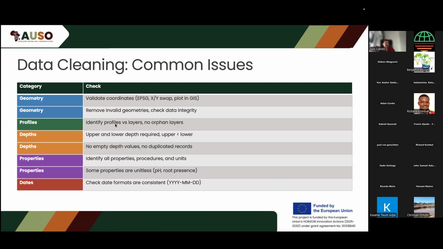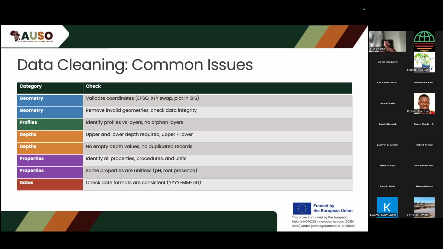Identify profiles and layers. What is a profile? What are the layers? Usually I put them in separate tables. Depth: I think this is quite obvious. Upper depth and lower depth are required, and the upper depth needs to be higher than the lower depth. I cannot have layers without depths. I always need to have an upper depth and a lower depth, always. And if I don't know, I either remove it or I fix it. Because if you run the ETL and ingest it into the database, those values will not go inside the database because you have a layer without depths.